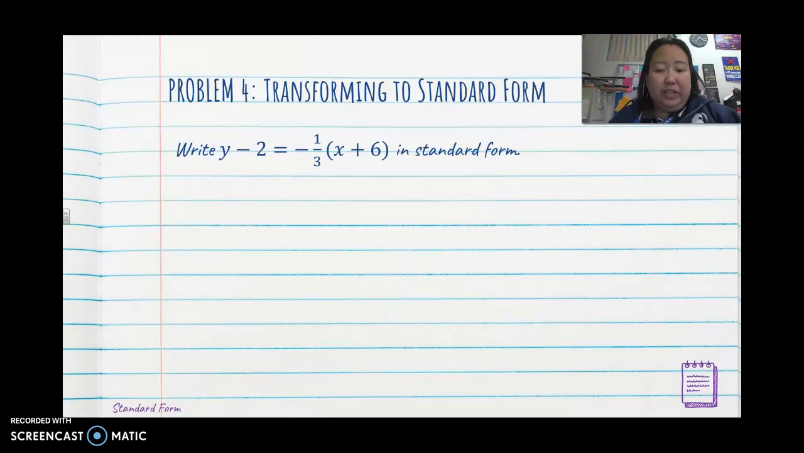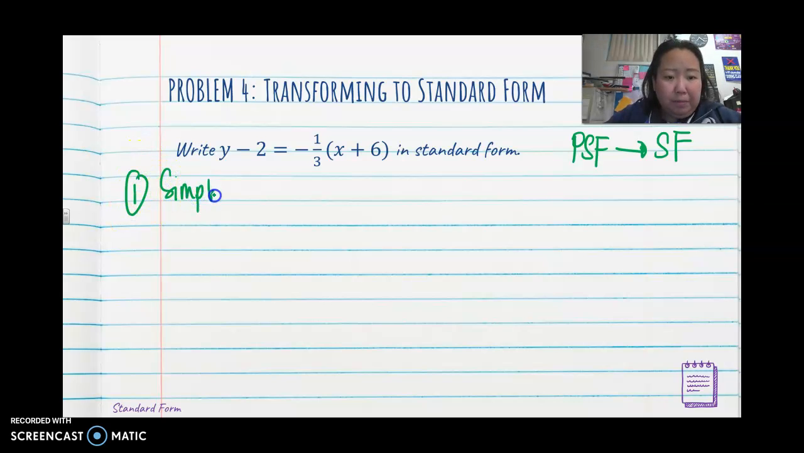So let's try this next example. What we have here, if you're going to take a look, is in point-slope form, okay? So we have point-slope form, and we need to change it to standard form, okay? So first thing, as you can see, we have several numbers included here. So what we can do is simplify the expression first. We only need to have one constant, okay? If you're going to take a look, you have a constant of -2 here, you have a constant of 6 here. So first step, step number 1, simplify, okay?